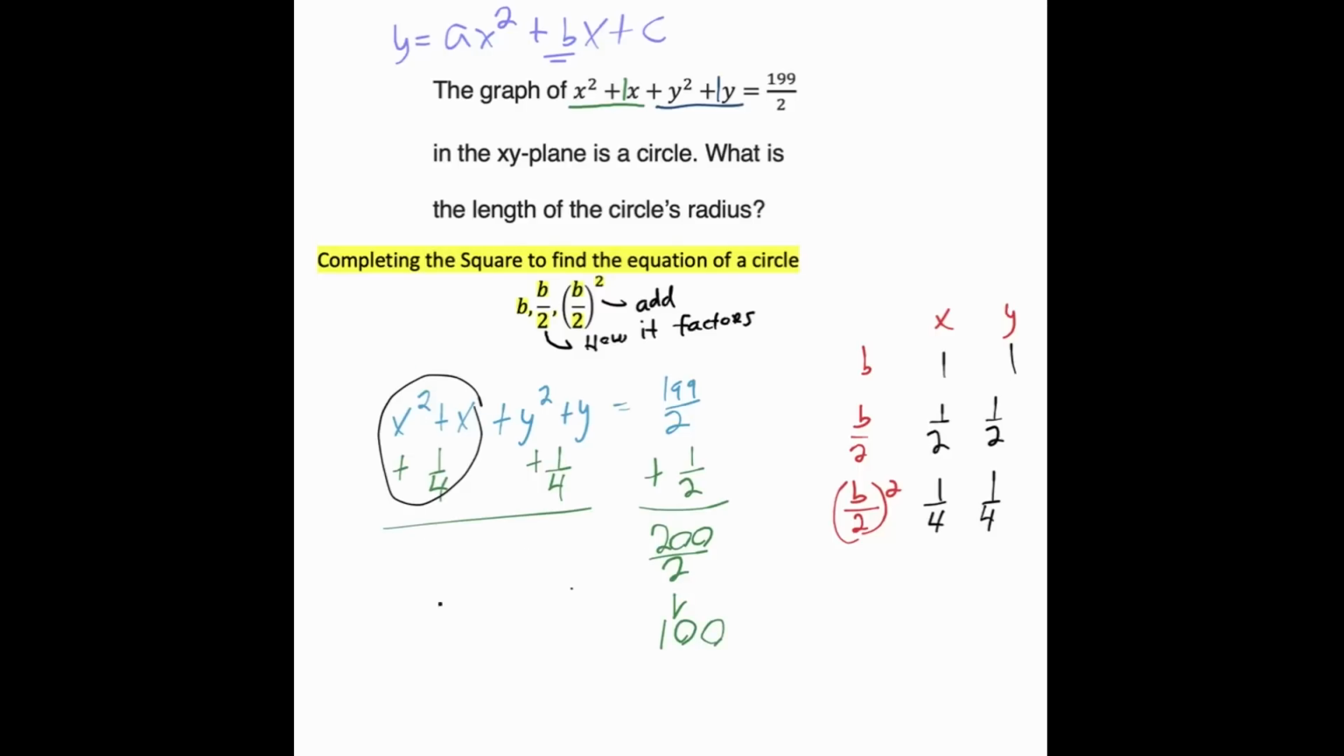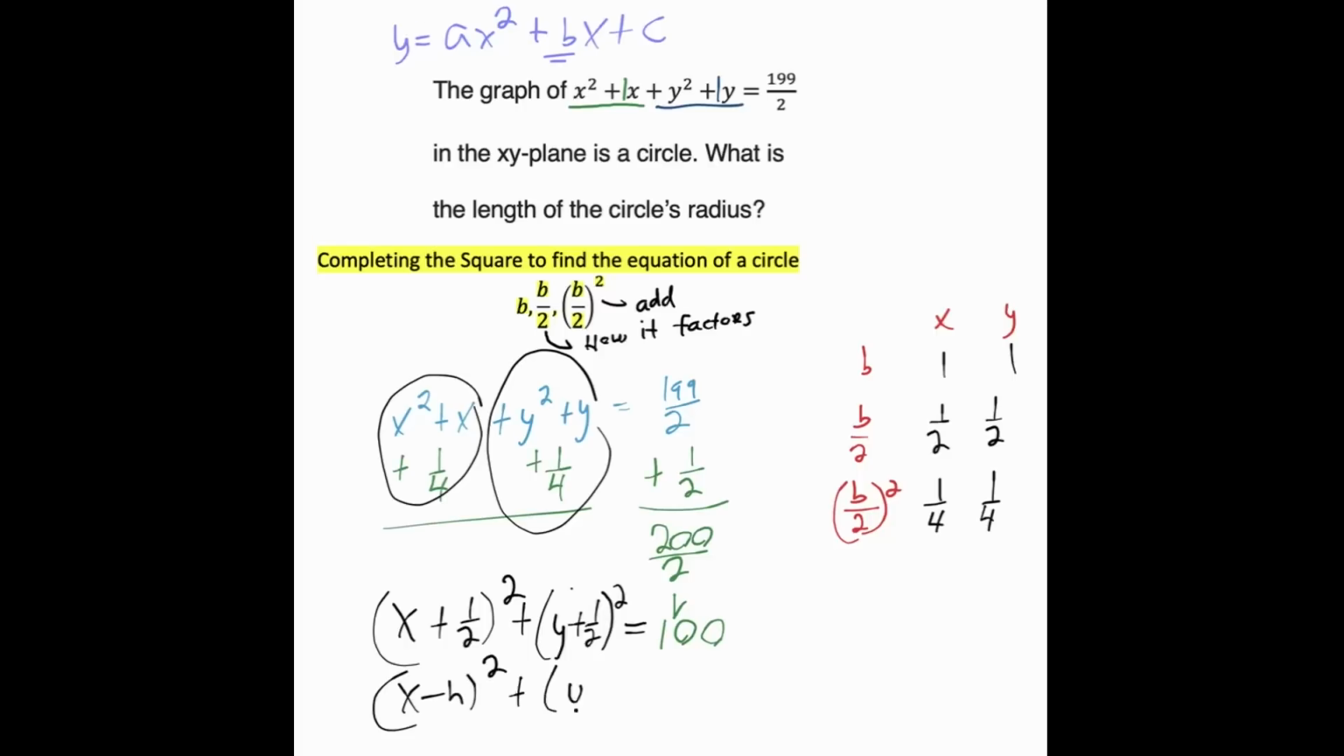This part here factors to x plus 1/2 squared. What two numbers add to 1 and multiply to 1/4? 1/2 and 1/2. But that's a little high level and difficult. And that's the beauty of this method. You don't actually have to do the factoring because we knew from the beginning it was going to factor to 1/2. Same thing for the y's. That's going to factor to y plus 1/2 squared. And that equals 100. And now we have it in the format of x minus h squared plus y minus k squared equals 100, equals r squared.